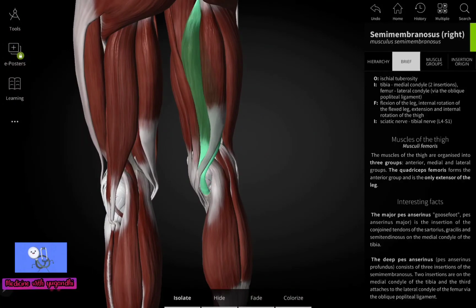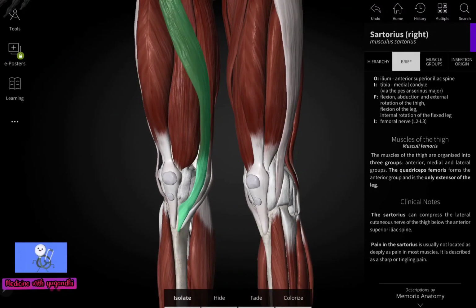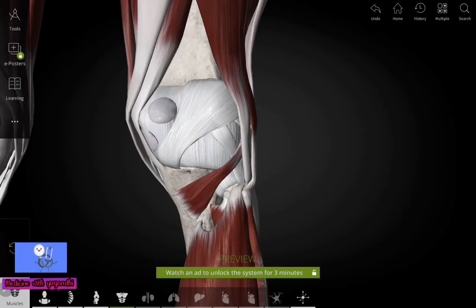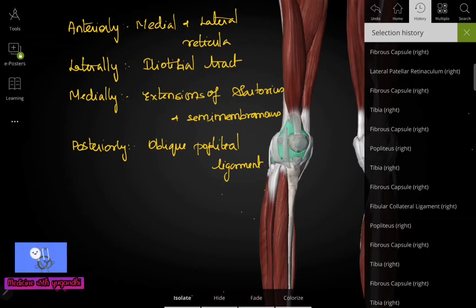Here you can see the semimembranosus muscle and its extensions, and also the extensions from the sartorius muscle. So here you can see the sartorius muscle. And posteriorly this fibrous capsule, it is strengthened by the oblique popliteal ligament. So coming again, anteriorly this fibrous capsule is strengthened by the medial and lateral retinaculum, laterally by the iliotibial tract, medially by the extensions of the sartorius and semimembranosus, and posteriorly by the oblique popliteal ligament.